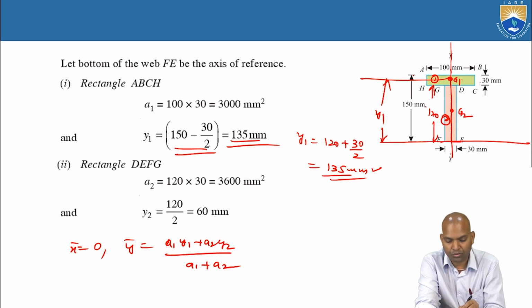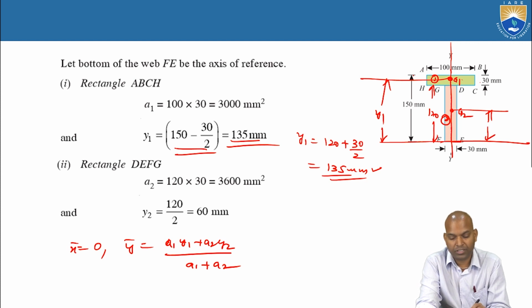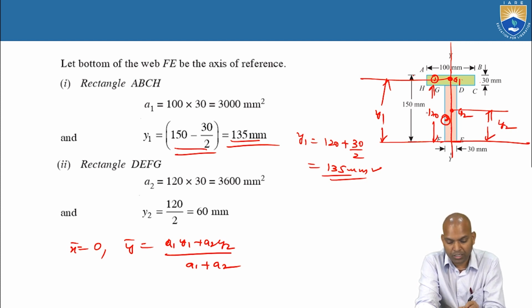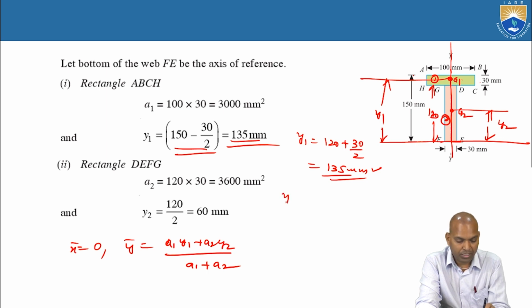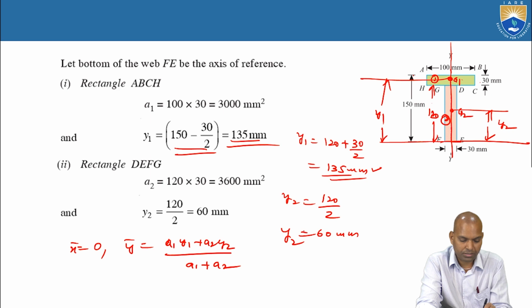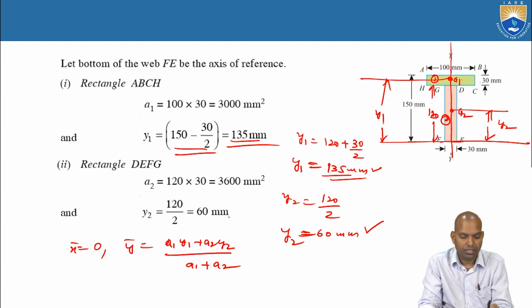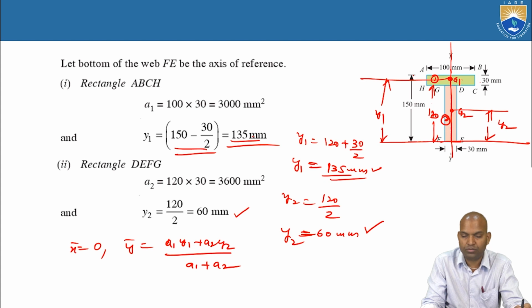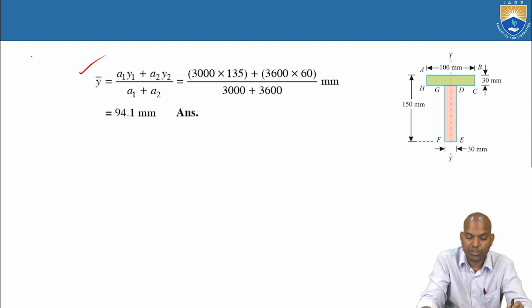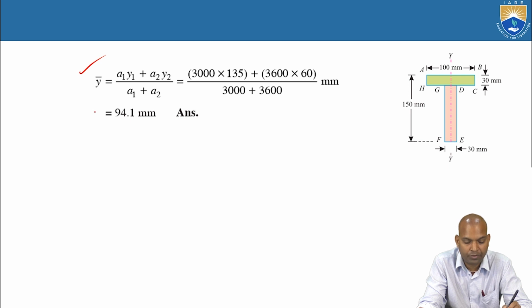Now next, y2. What is y2? The distance from the local centroid G2 of section 2 to the reference axis. That y2 means the distance here is 120. That means y2 equal to half of this, as it is a rectangular section. This 120 by 2, that is 60 millimeters. So y1 equal to 135 millimeters, y2 equal to 60 millimeters. Now we substitute 60 millimeters and 135 millimeters where? In the derived expression, that is A1 y1 plus A2 y2 by A1 plus A2.